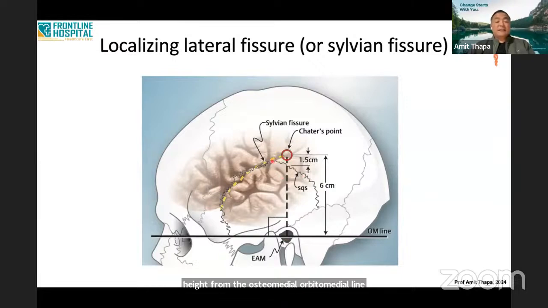Now, this point is basically above the posterior Sylvian point, and it is basically the area of the angular gyrus, where nowadays we are doing ECIC bypasses. So a mini craniotomy of 4 centimeters, centered over Chater's point, can actually expose the M2 and M3 segments, where you can do ECIC bypasses.